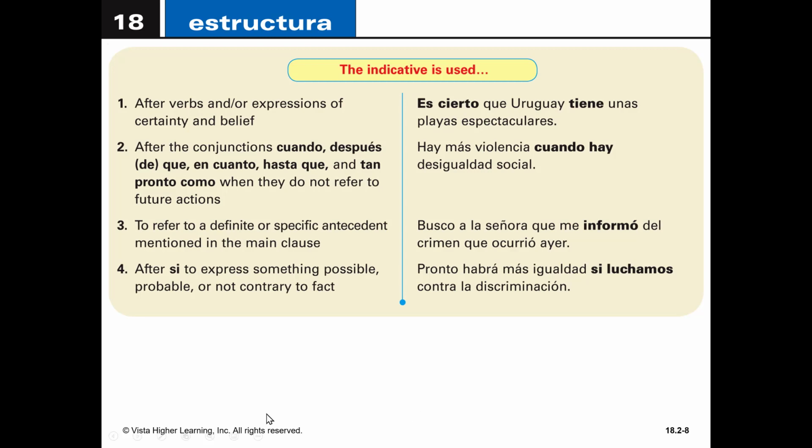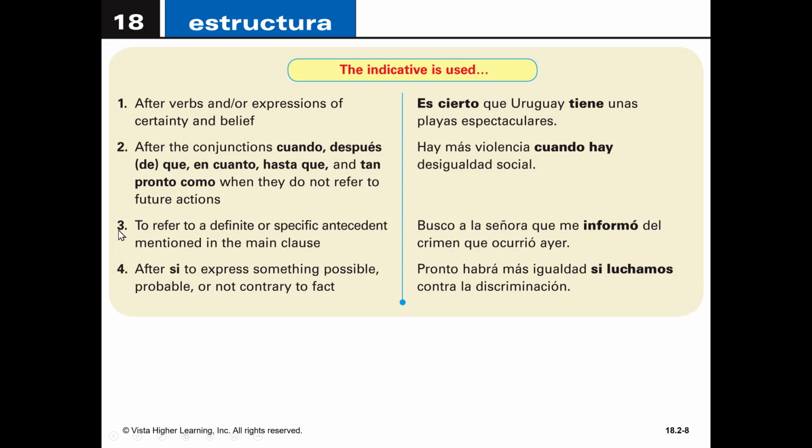Also, let's jump to number 4 because that one is kind of related to number 1. If you have an expression with si, but you're expressing something possible, probable, or not contrary to fact, meaning it's real, then you're going to use the indicative and not the subjunctive. Pronto habrá más igualdad si luchamos contra la discriminación. So if we fight against discrimination, there will be more equality. Statement of fact. Okay, so number 1 and 4 are related in that way. There's certainty of belief in both of those.